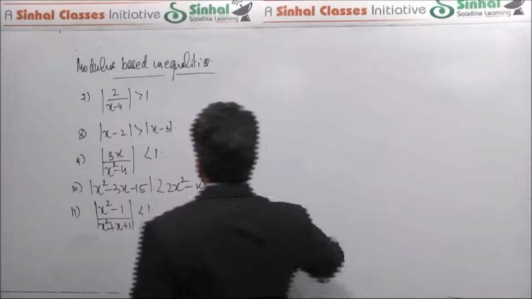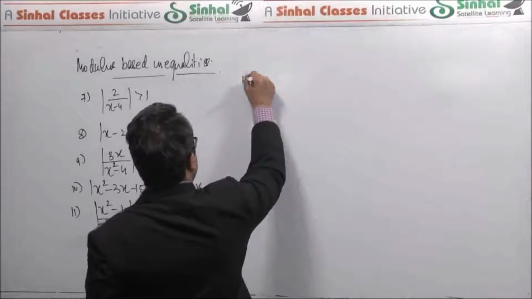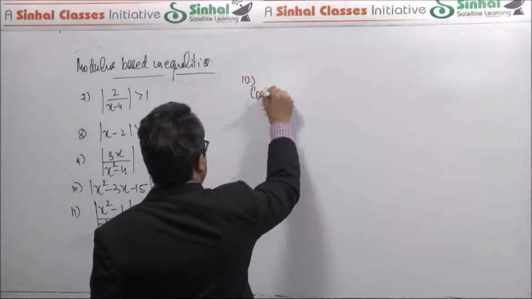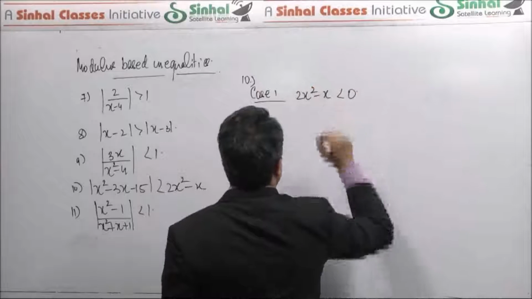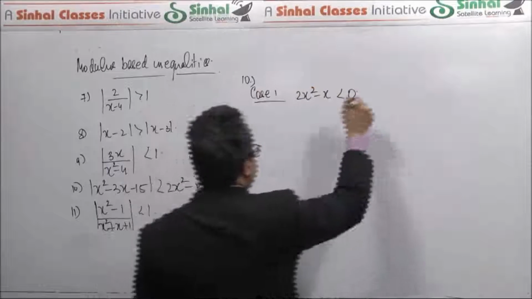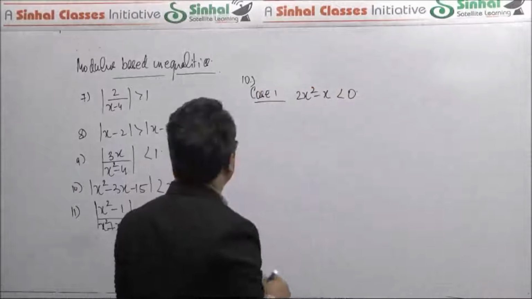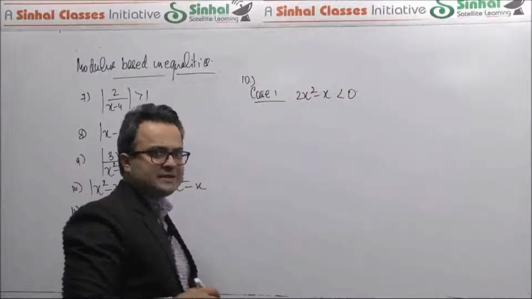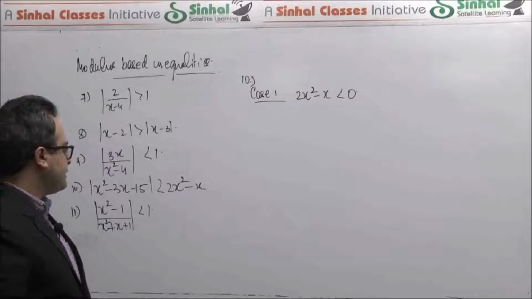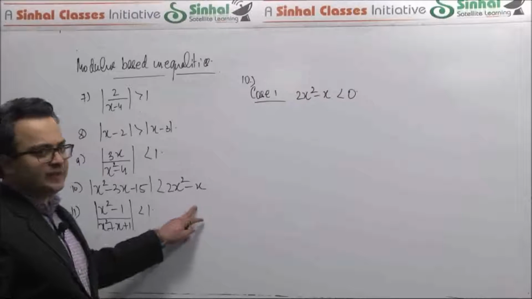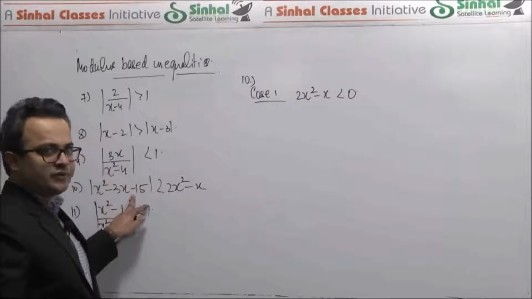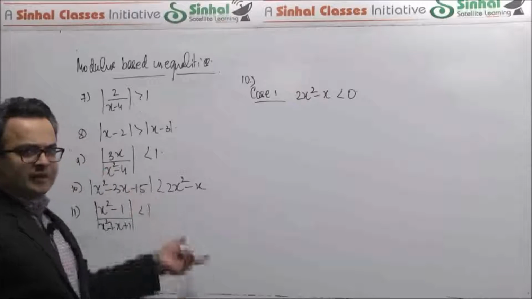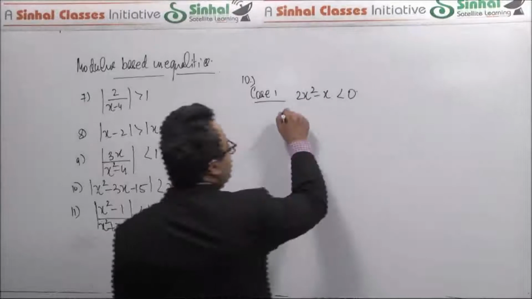So let's take two cases. The first case is that suppose 2x square minus x is negative. So now think about this. If 2x square minus x is a negative quantity, then obviously the given inequality will have no solutions, because modulus, if anything, cannot be less than a negative number. So there will be no solution.